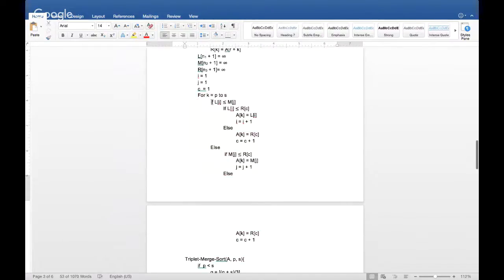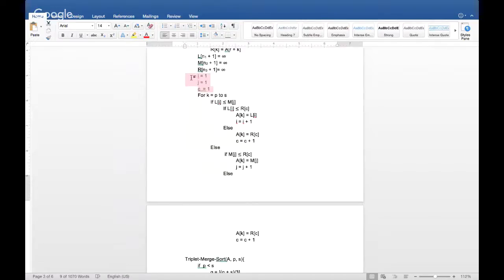What we do here, so if the value in Li is less than Mj, we now check to see if Li is less than or equal to Rc, which Rc is just the index of the right array, which currently they're all at 1. So I like the example used in the book.